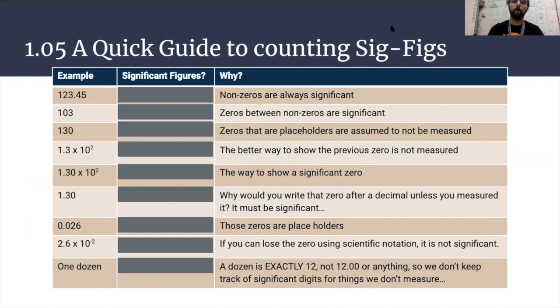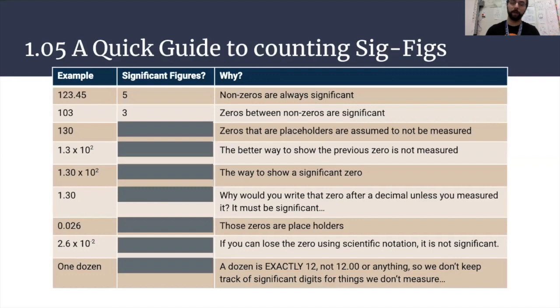So 123.45. That has a decimal present, so you start counting from the left. 1, 2, 3, 4, 5. It's got 5 sig-figs. If it's a non-zero, it's always counted because it's there for a reason. There is a measurement there. Now 103, there is no decimal there, so the decimal is absent. Start counting from the Atlantic, from the right. You count 3, 0, 1. Now even though there is a 0 between the non-zeros, you still count it. So that one has 3 sig-figs.